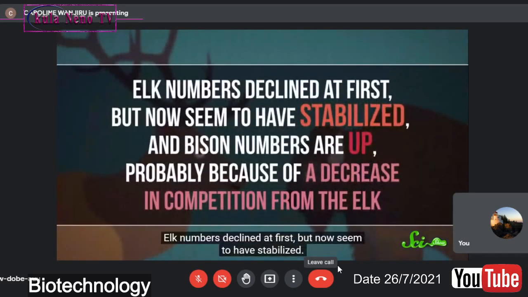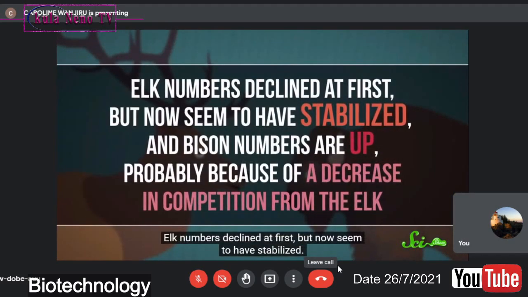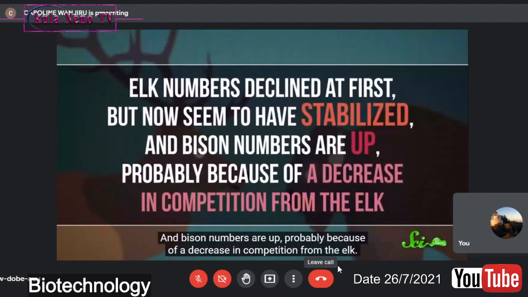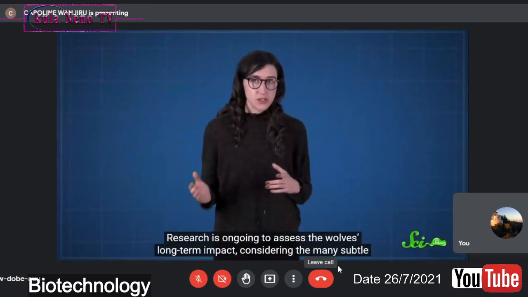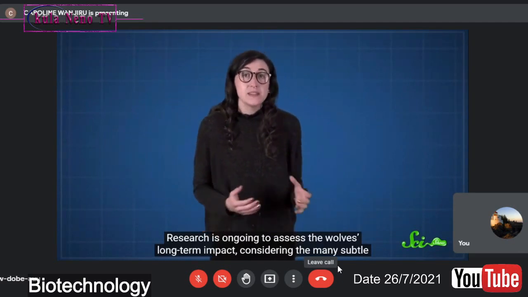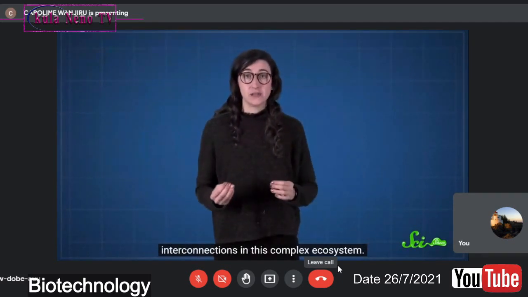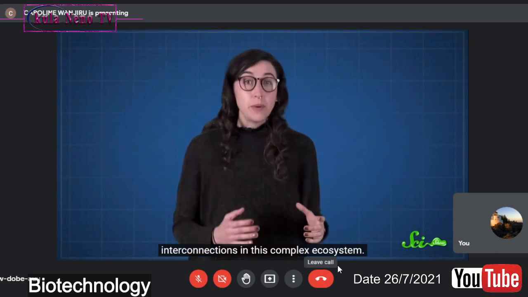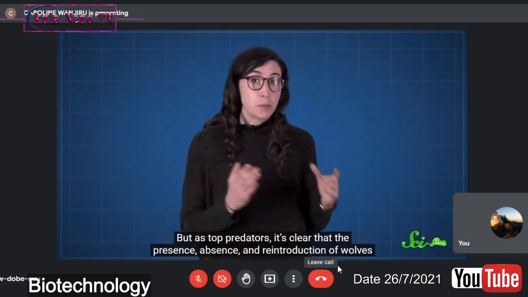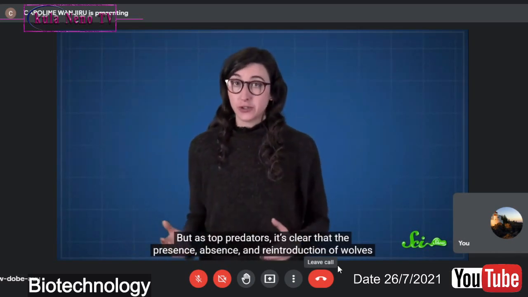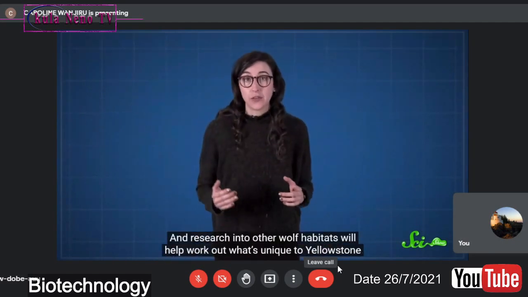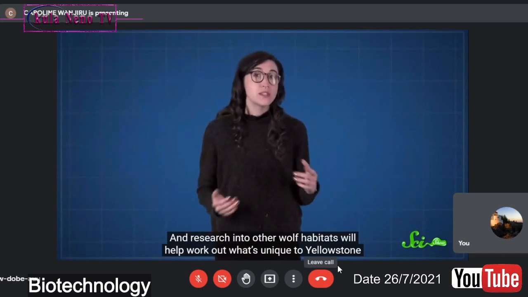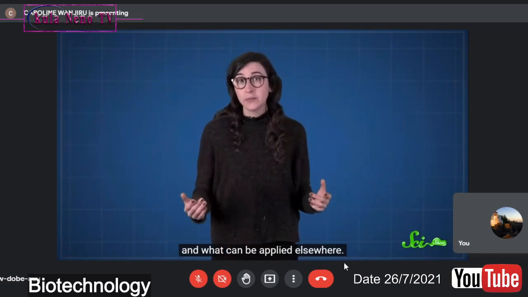Elk numbers declined at first, but now seem to have stabilized. And bison numbers are up, probably because of decreased competition from the elk. Research is ongoing to assess the wolves' long-term impact, considering the many subtle interconnections in this complex ecosystem. But for predators, it's clear that the presence, absence, and then reintroduction of wolves has resonated throughout Yellowstone. And research into other wolf habitats will help work out what's unique to Yellowstone and what can be applied elsewhere.